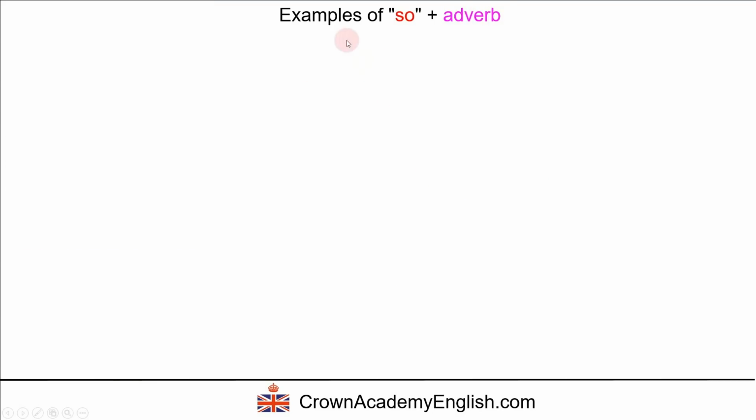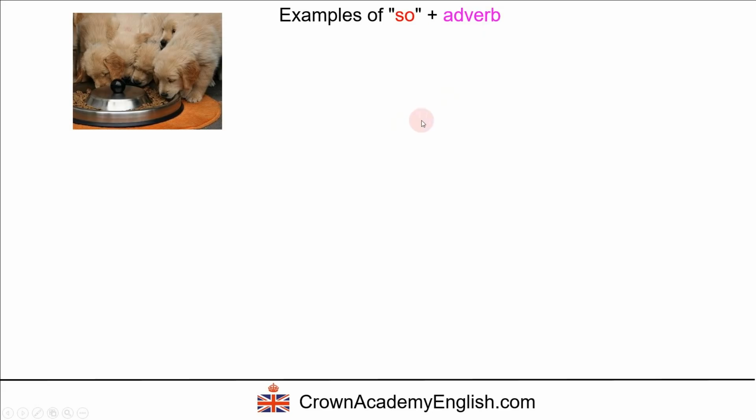Now let's look at examples of so with an adverb. The puppies are eating so quickly. So followed by the adverb quickly. Remember, an adverb modifies a verb. So it's giving us more information about the verb. It's telling us more information in terms of the speed. So quickly.